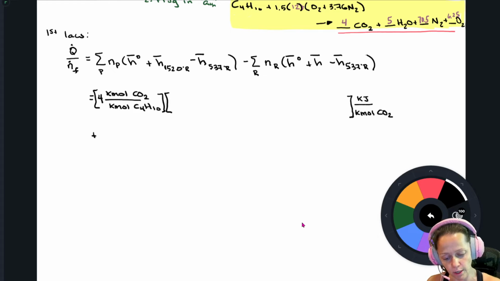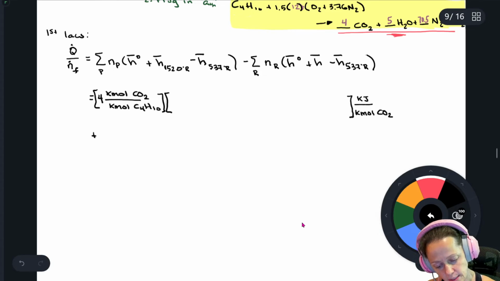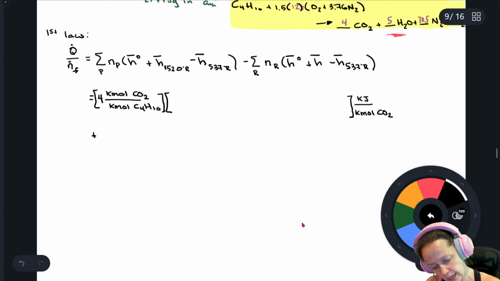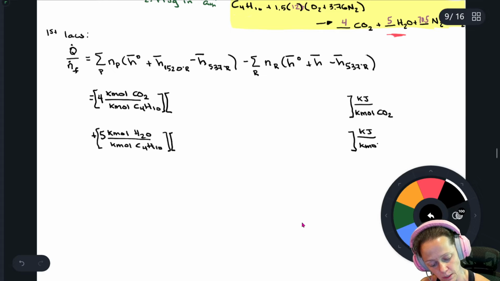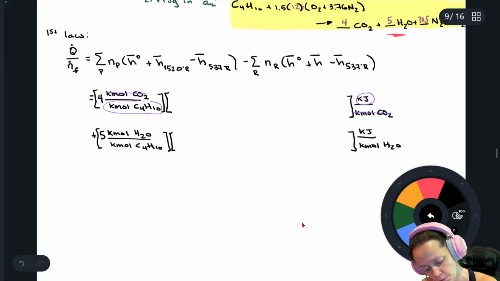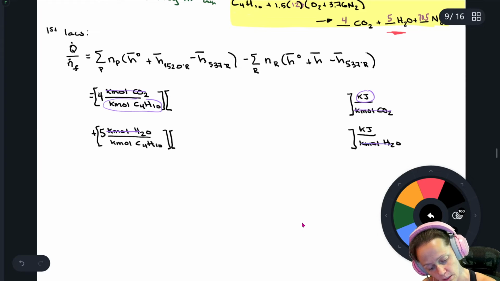And then I've got the water term. So the water term is next here, right? So I have 5 kilomoles of water per kilomole of C4H10. And all those H bar values that I'm going to look up are going to be in kilojoules per kilomole of water. So you can see that when I cancel things out, all I'm going to be left with is kilojoules per kilomole of fuel, right? Kilojoules per kilomole of fuel. All right.